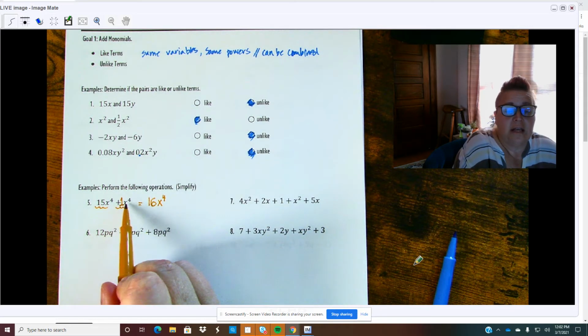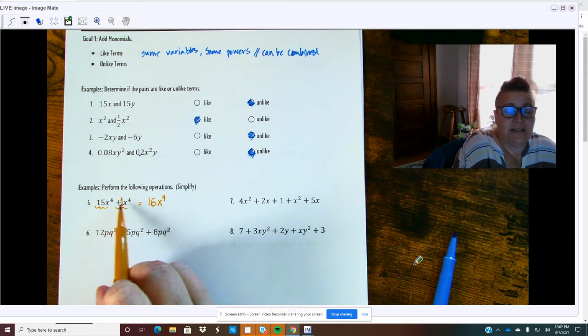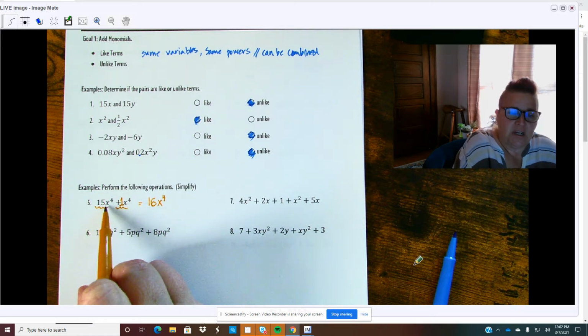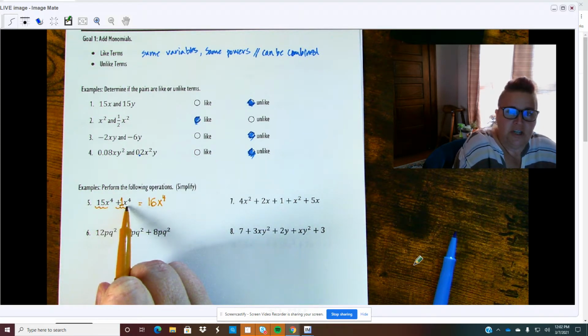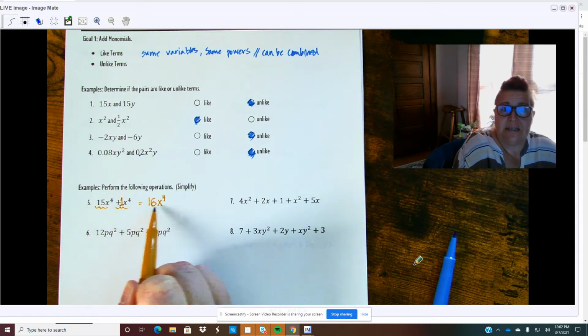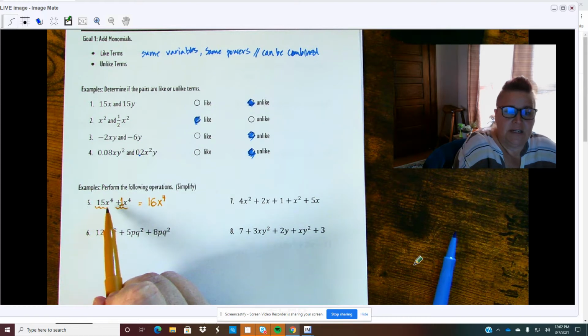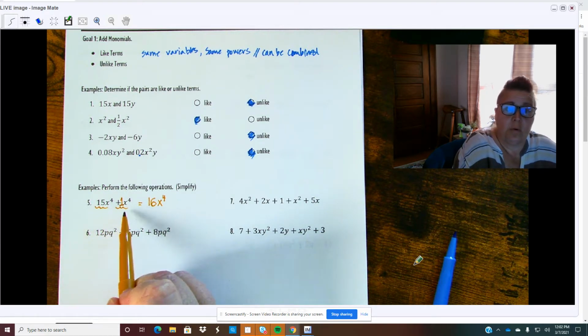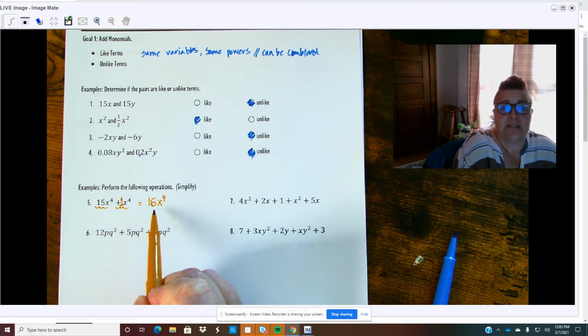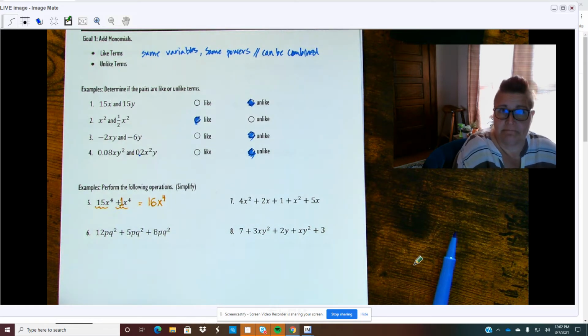Because these are like terms, I can combine them. That does not do anything to the variable. It only does something to the coefficient or to the multiplier. If you had 15 chairs and you added one more chair, that would give you 16 chairs. Substitute x to the 4th and you have 15x to the 4th plus one more x to the 4th will give you 16 x to the 4th.